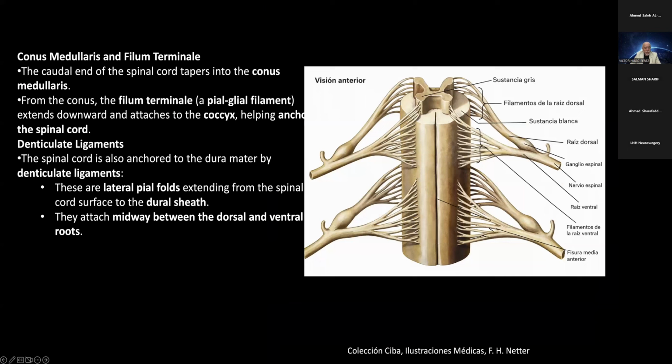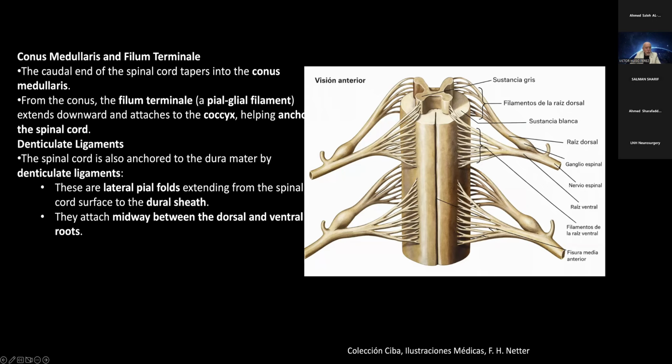The conus medullaris and filum terminale. The caudal end of the spinal cord tapers into the conus medullaris. From the conus, the filum terminale, a pial glial filament, extends downward and attaches to the coccyx, helping the anchoring of the spinal cord. And denticulate ligaments: the spinal cord is also anchored to the dura mater by denticulate ligaments. These are lateral pial folds extending from the spinal cord surface to the dural sheath, and they attach midway between the dorsal and ventral roots.